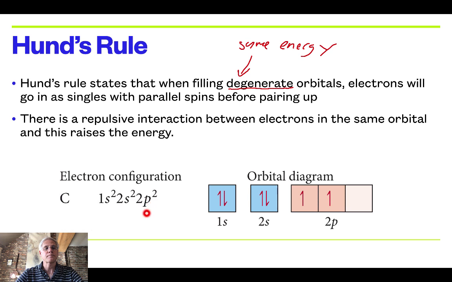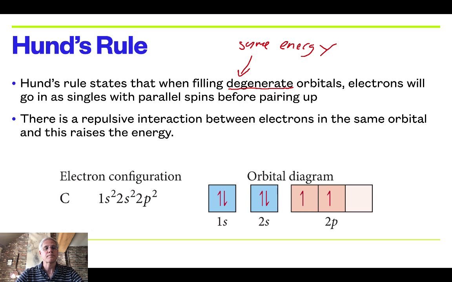Notice that we have a p orbital here. We have 3 possible orientations for a p orbital because it has 3 m sub L values: -1, 0, and +1. And so we have 3 degenerate orbitals. They have the exact same energy. Each of these orbitals can hold 2, which means a p orbital can hold 6 electrons.